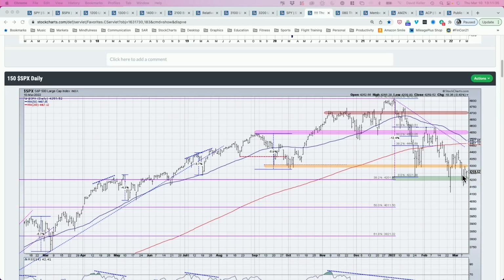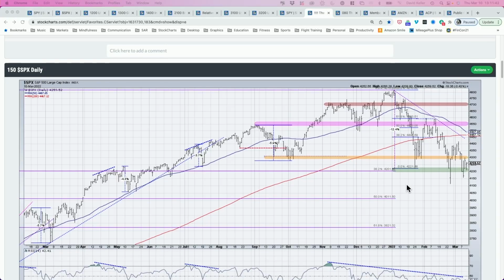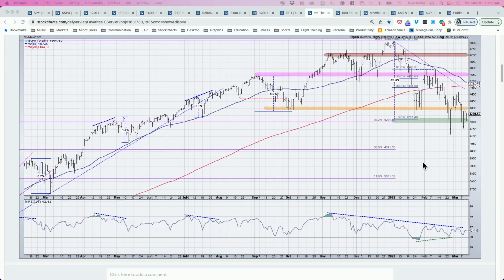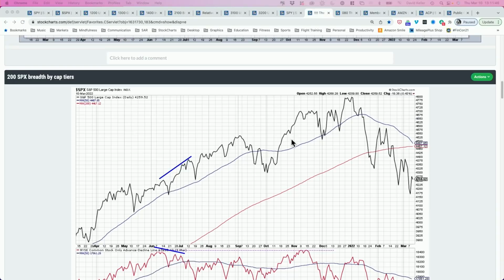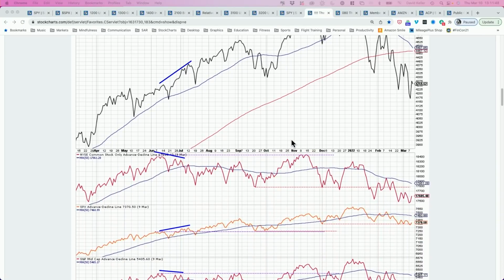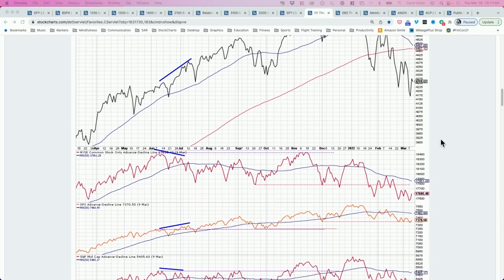You need a close below and then sort of a follow through, an indication that we are continuing in that direction. You're not quite getting that satisfaction yet if you're on the bearish side, which I would describe myself as being. Now, when you look at breadth conditions, overall they've been pretty negative.